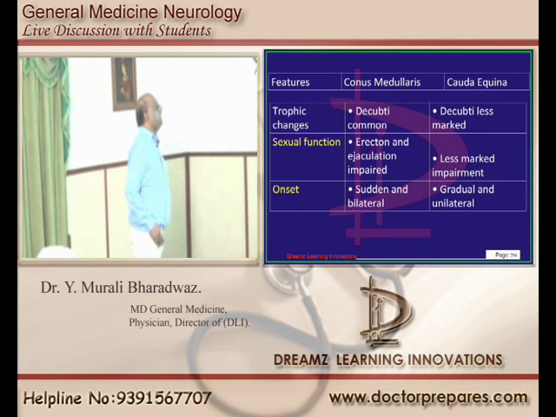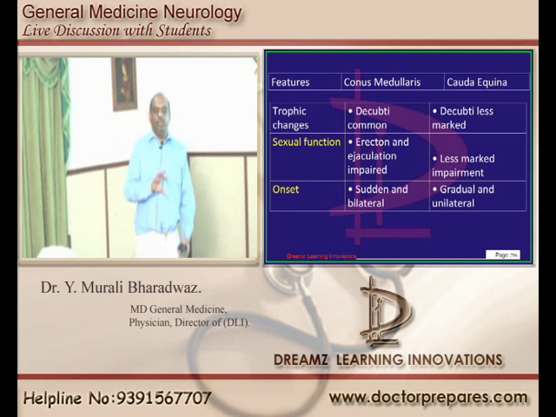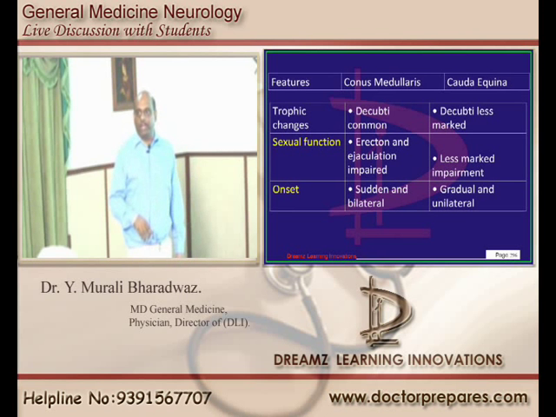Now, ejaculation, erection, all these autonomic functions like bladder and bowel, involvement is in conus, and conus can be sudden and bilateral, whereas in cauda equina, a neurofibroma will be slowly growing and invading the cauda equina. So it is gradual and unilateral is what you need to appreciate.